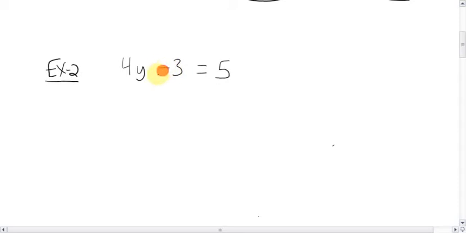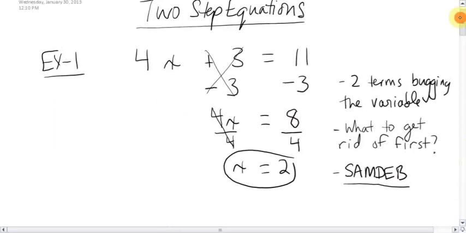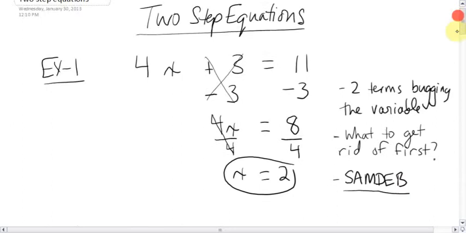How do you get rid of it? Add. Add 3. Same to the other side. These 3's go bye-bye. You're left with just 4y on this side. There's the equal sign. 5 plus 3 is 8. Is this the same question as the one I did up there? Oh, it's just minus. Okay.